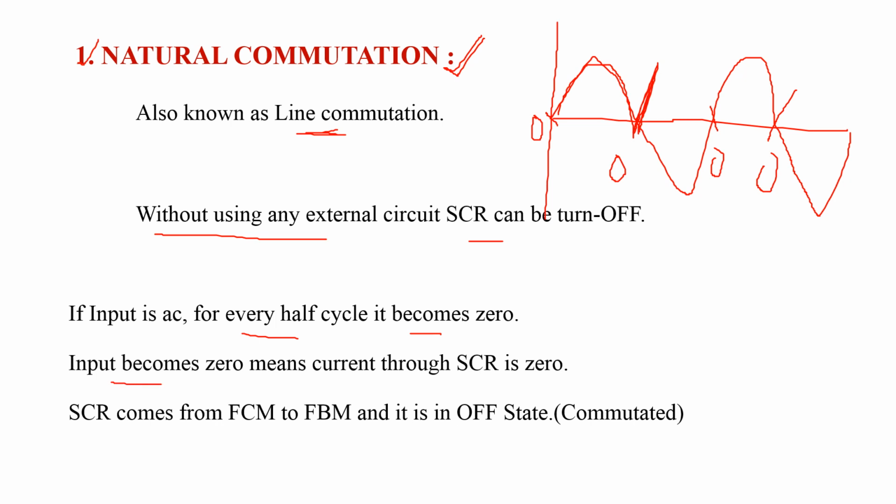If input becomes 0, it means the current flowing through SCR is 0. Current flowing through SCR being 0 means SCR comes from forward conducting mode to forward blocking mode, and it is in off state, which means SCR is commutated. This is the concept of natural commutation.